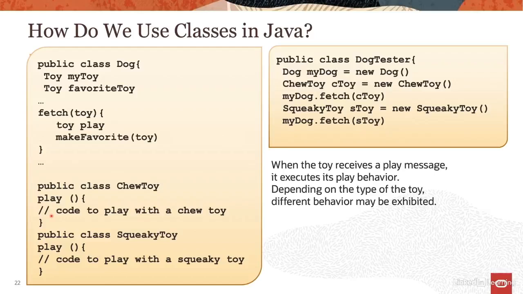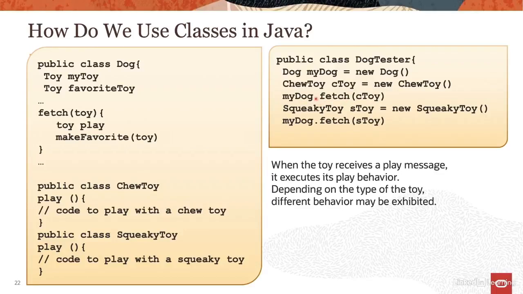The benefit of that comes about when we look at the program itself. Over here we have a public program called dog tester, and inside that program we start by creating a new dog object, and the myDog variable object reference points to that dog object. And now we create a new chew toy object, and we store the object reference for that new chew toy object in the cToy object reference. Now we can say to the myDog, fetch cToy.